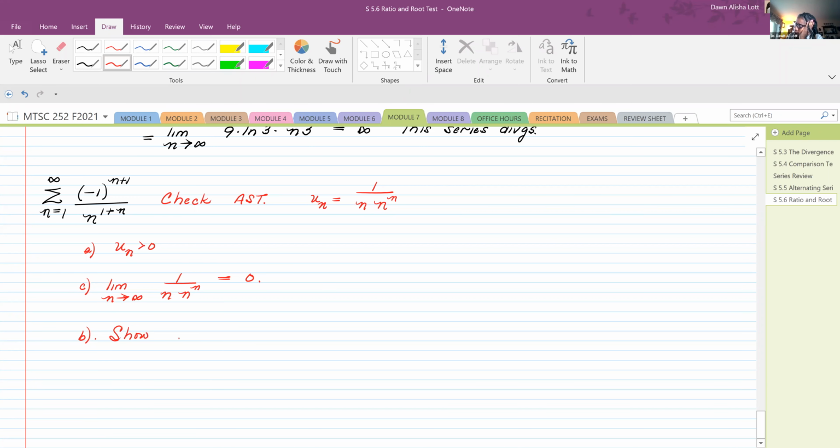I need to show that u_n is bigger than u_(n+1). So I have to show 1 over n times n^n is bigger than 1 over (n+1) times (n+1)^(n+1). I'm not feeling that.